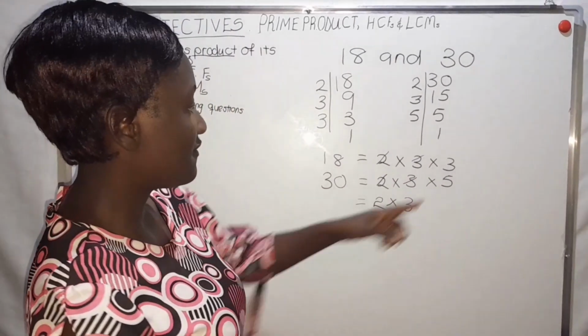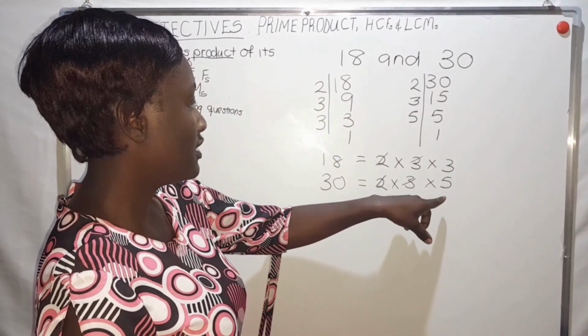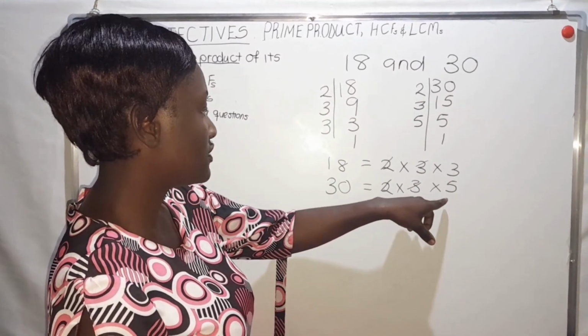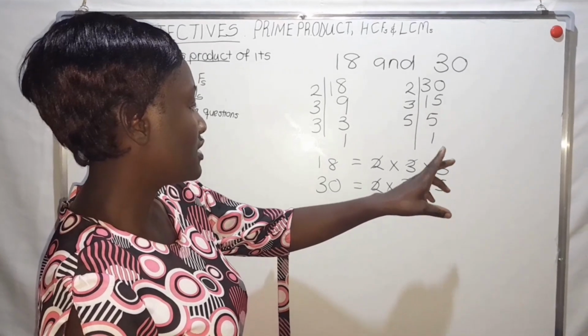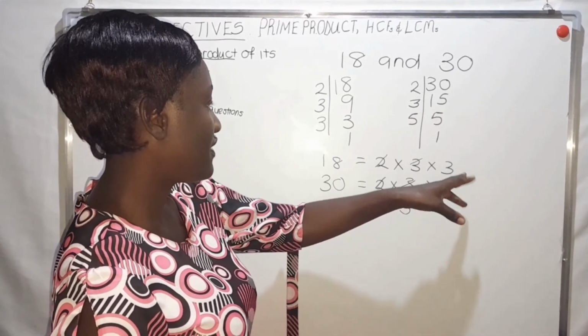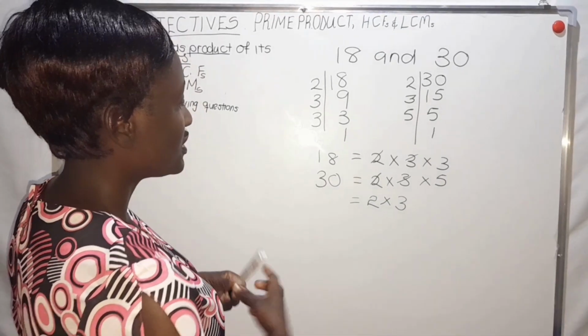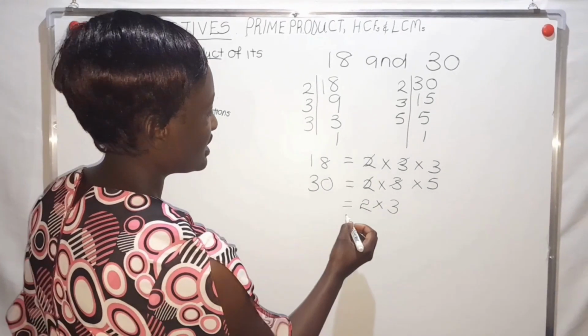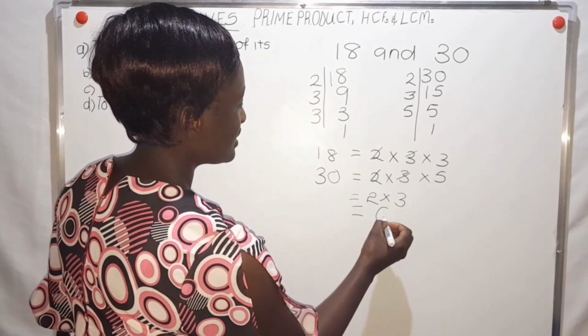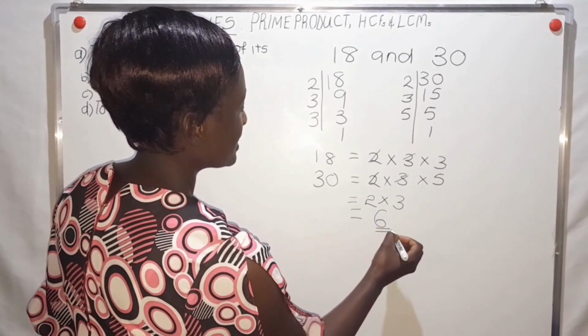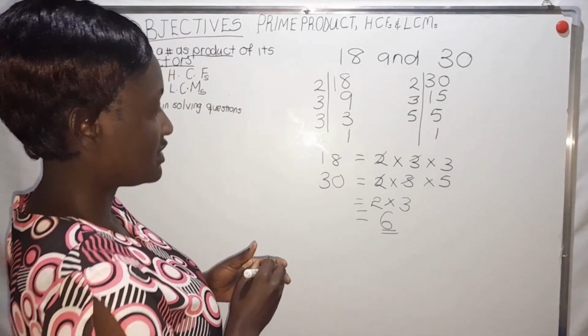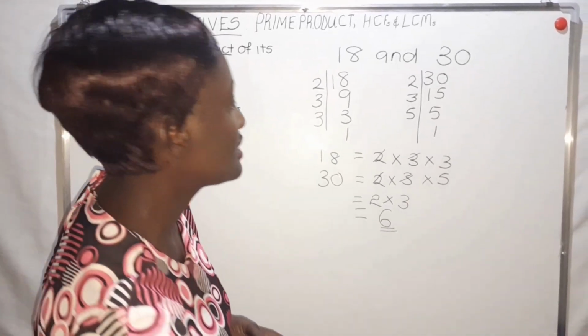We no longer have 3 in the prime factors of 30. We no longer have 5 in the prime factors of 18. So we multiply 2 and 3 to get 6. So it means our highest common factor of 18 and 30 is 6.